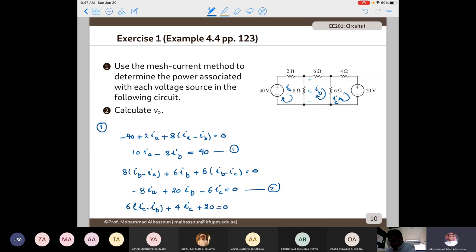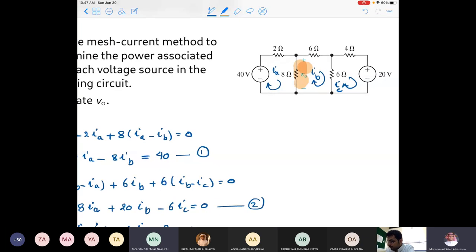The second part is asking us to calculate V naught. Mehsin, how do we calculate V naught? V equals IR. Okay, what is I here? I considered the current to be from the positive sign. Okay, so what is I? It will be IA minus IB. Exactly.